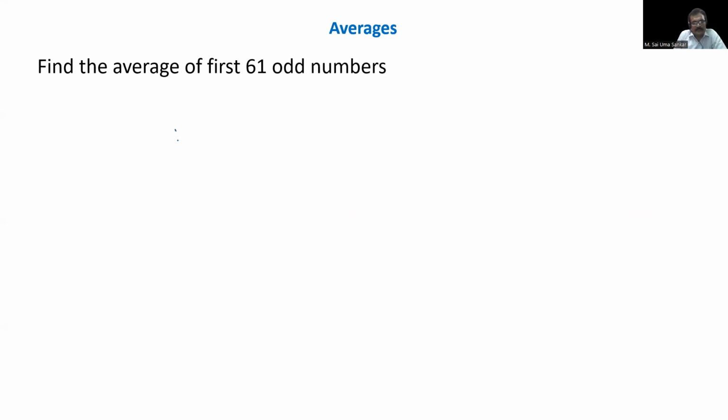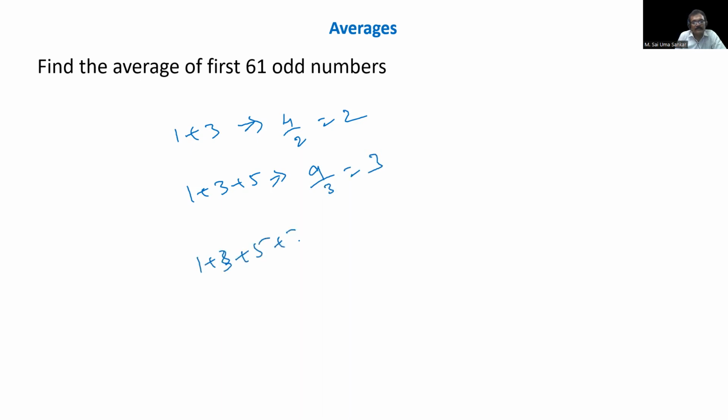61 odd numbers. What happened? 1 plus 3, that implies 4 by 2, that is equal to 2. 1 plus 3 plus 5, so that is equal to 9 by 3, that is equal to 3. 1 plus 3 plus 5 plus 7. See, just a moment.